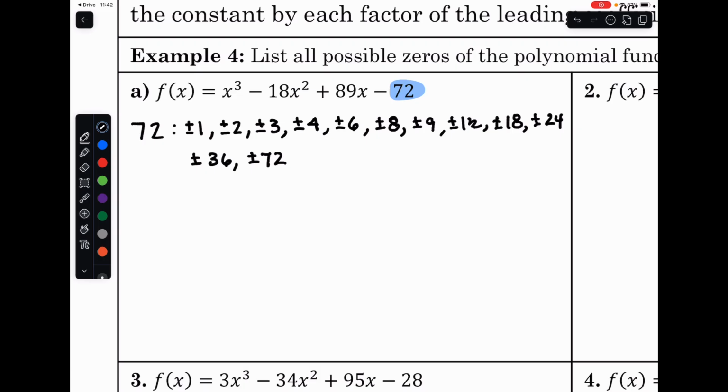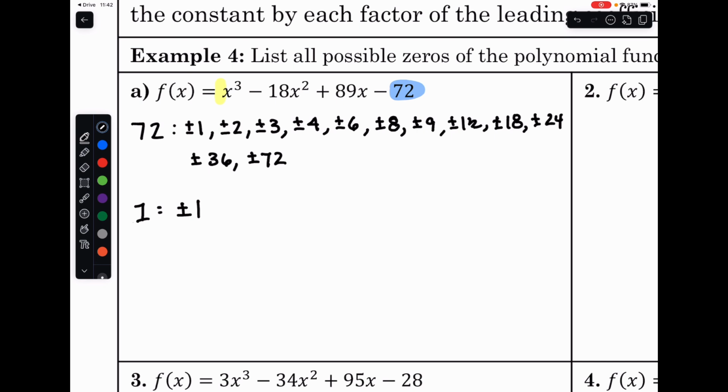Now let's look at the leading coefficient. Our leading coefficient in this example is 1. So this one is an easy one. The factors of 1, the numbers that divide 1, again, aka factors, it's only going to be itself. So 1 could be divided by +1 and 1 could be divided by -1.